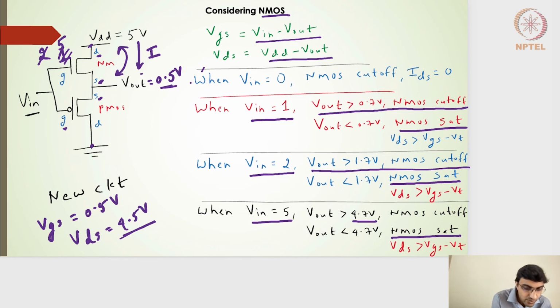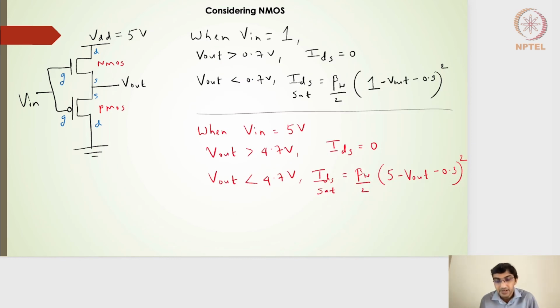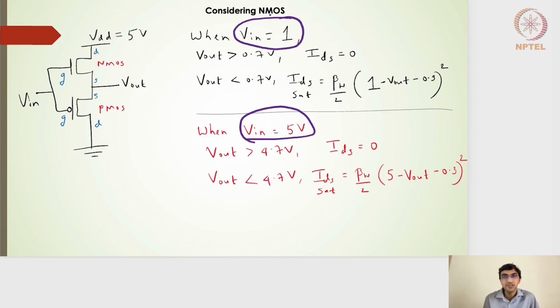Now let's take a look at the current profile. Considering the NMOS transistor, I have taken 2 such cases: one is the input being 5 volts and the other the input being 1 volt. The other values, input being 2 volts, 3 volts, 4 volts, will be very similar, and that's why I have selected 2 such cases. For an input of 0 volts, the current was anyway 0 for an NMOS, so I have not taken that. So I have selected the cases where input voltage is 1 volt and input voltage is 5 volts.